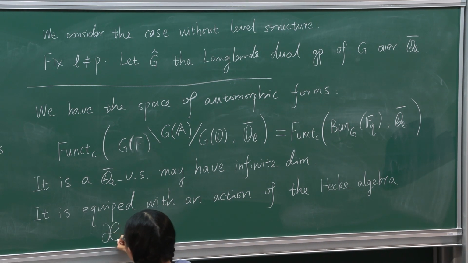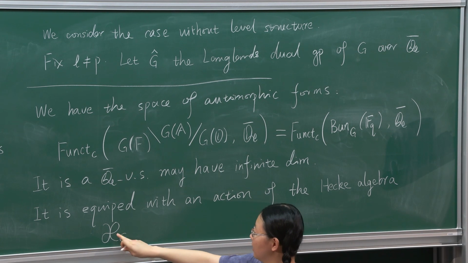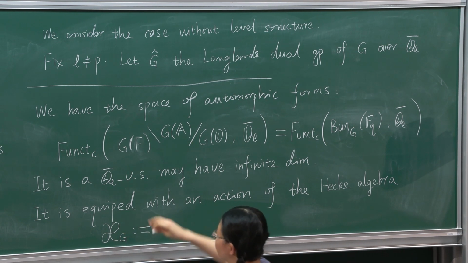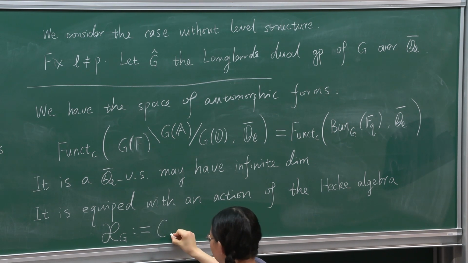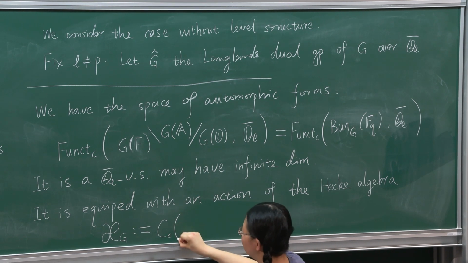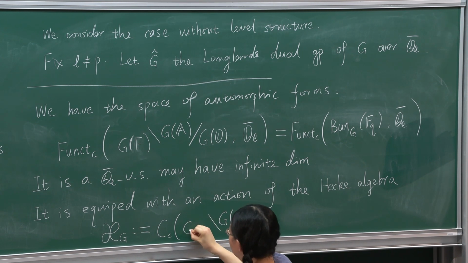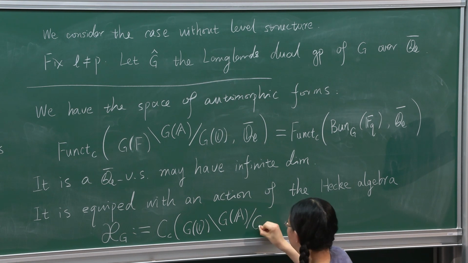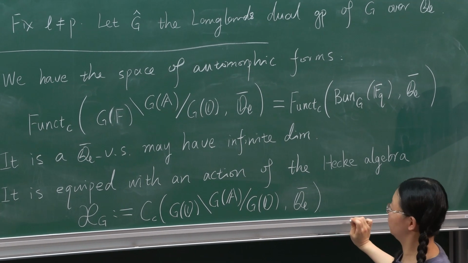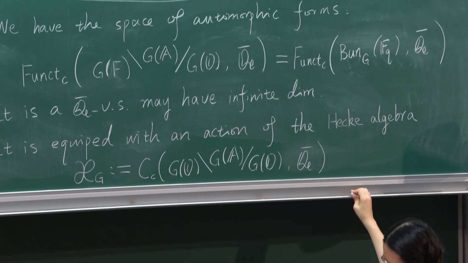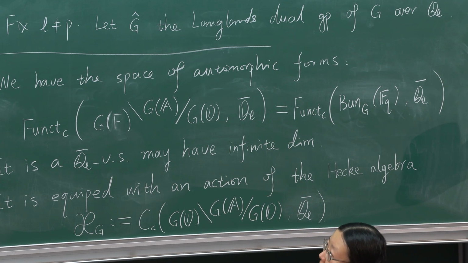So here, I note this H, the Hecke algebra. My notation may be slightly different from Zui Yun's notation. The Hecke algebra is a space of continuous functions on the double quotient set. So we have the Hecke action.